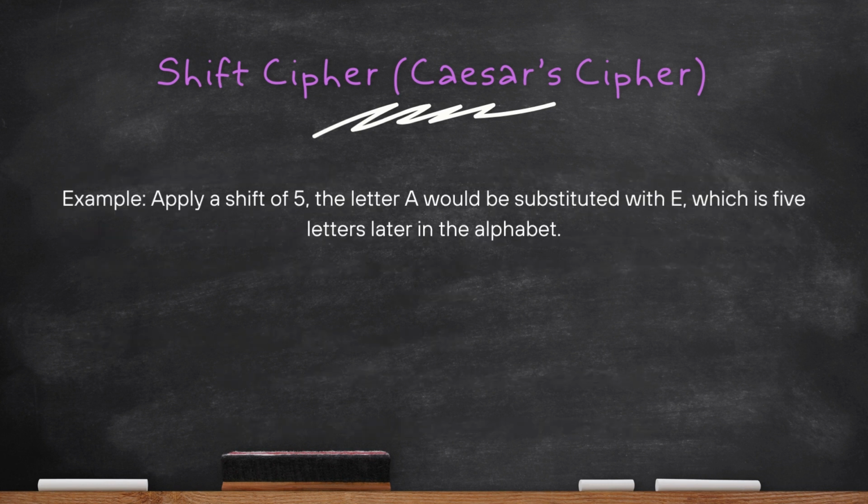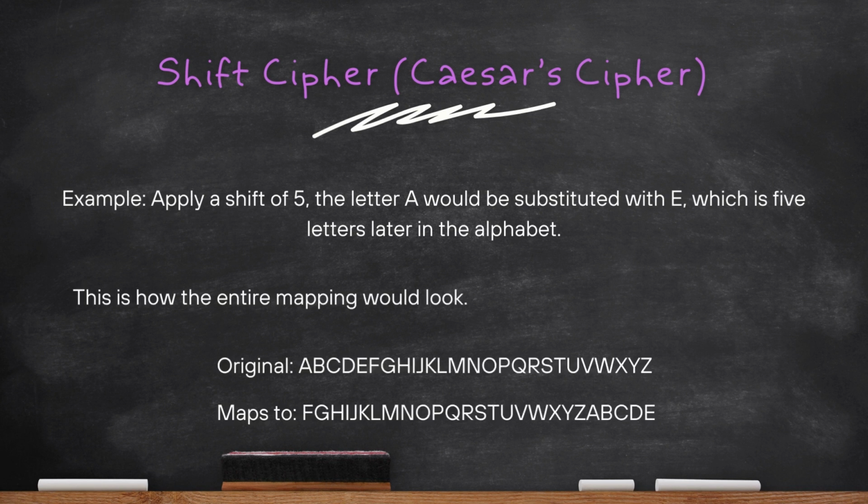Let us have this next example. So if we apply a shift of 5, the letter A would be substituted with E, which is 5 letters later in the alphabet. And this is how the entire mapping would look like. So again, we have the original letters from A to Z, mapping to letters F to E.